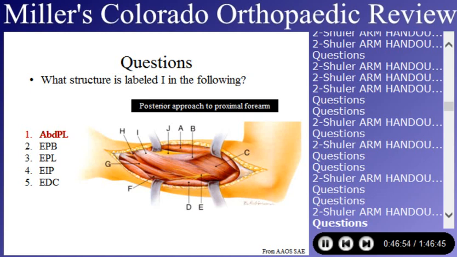Structure labeled I in the following. So your outcroppers coming across. Abductor pollicis longus. Don't forget the abductor is the one that has multiple slips. And the reason why injections into the first compartment for de Quervain's tenosynovitis can fail is because there can be multiple slips and you may not have got it with your injection. Okay? Multiple tendon slips on that one.